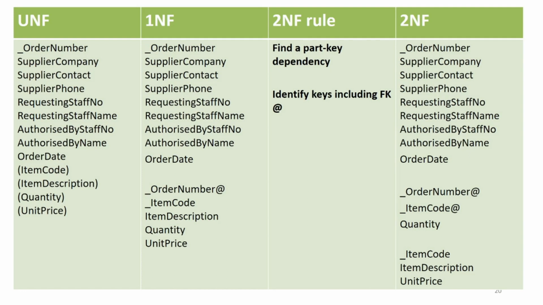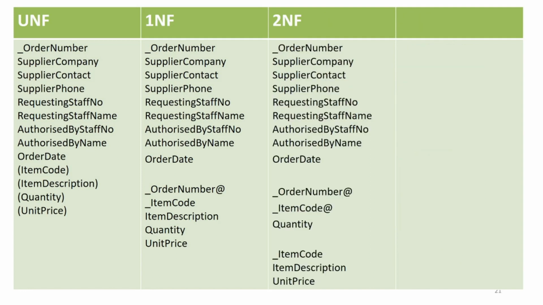Yeah? Any question? So we are going for the next rule, which says to find a non-key dependency. Okay, what does that mean? It means we are again looking at non-key attributes, something like this one, and checking for any dependency on other non-key attributes.